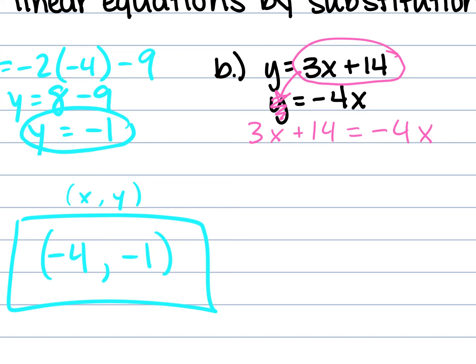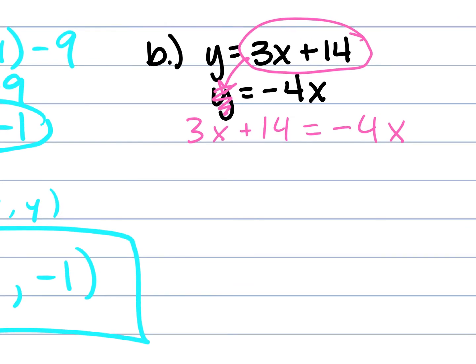Now I have an equation with just one variable, so I just want to solve for x. What can I do to solve for x? Instead of subtracting 14, what else could I do? I'm going to subtract 3x. The reason why I picked 3x is because I already have an x on the other side, so I want to get my x's together and the constant on the other side. So 14 is equal to negative 7x.